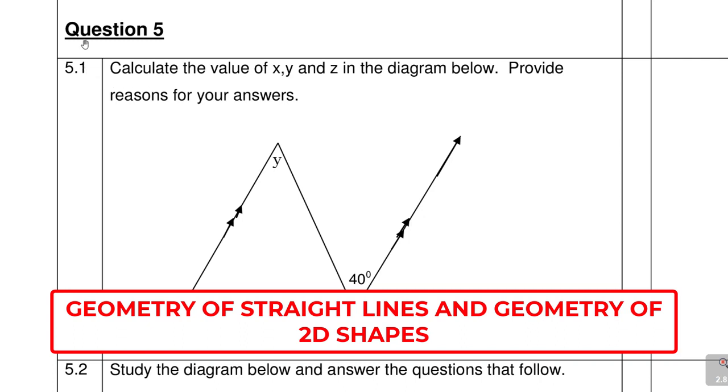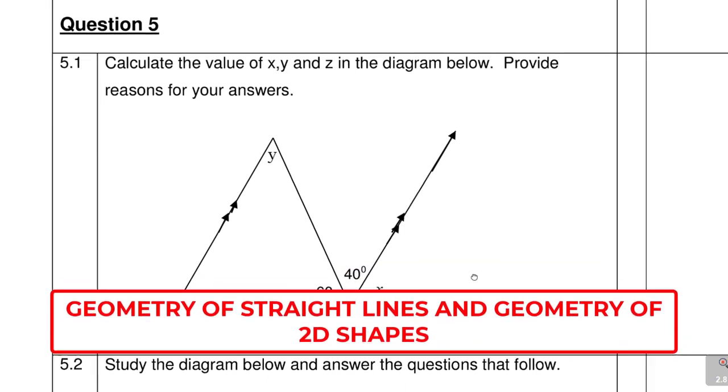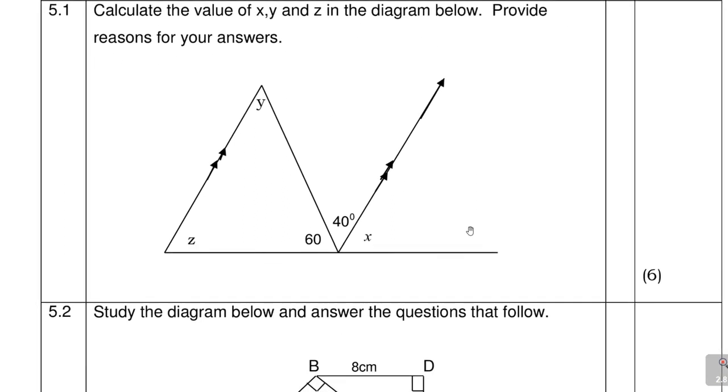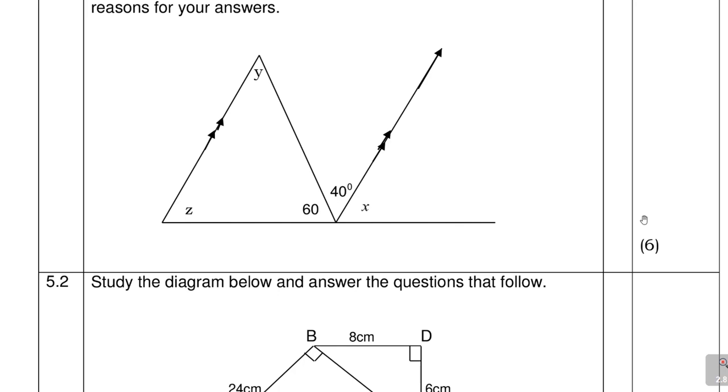So this is question 5 taken from one of these papers, and then it says calculate the value of x, y, and z in the diagram below. Provide reasons for your answers. Alright, and then look at it. They give you 6 marks. These are good marks, eh?